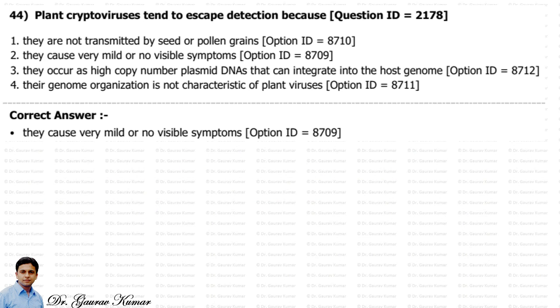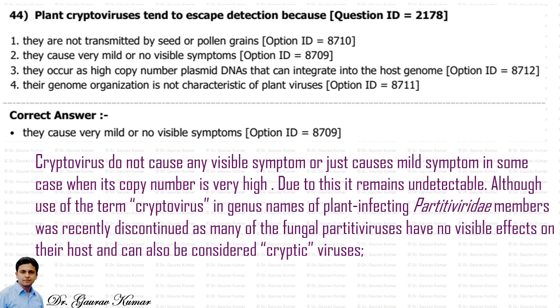Next question, plant cryptoviruses tend to escape detection because... Cryptoviruses do not cause any visible symptom, or just cause mild symptoms in some cases when the copy number is very high. So the answer is that they cause very mild or no visible symptoms. Due to this it remains undetectable. Although use of the term cryptovirus in the genus name of plant-infecting Partiviridae members was recently discontinued, because there are some fungal partitiviruses also which have no visible effects on their host and can also be considered cryptic viruses.